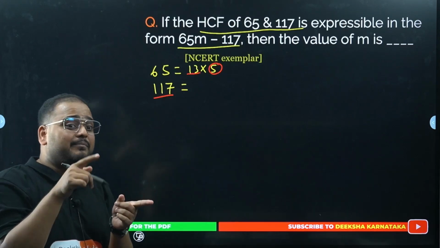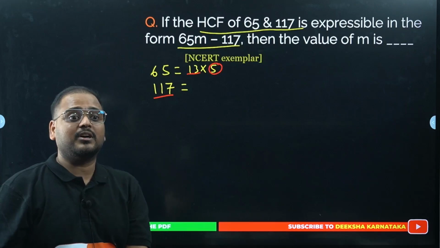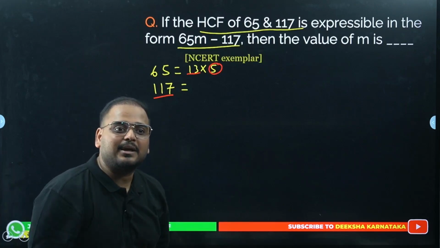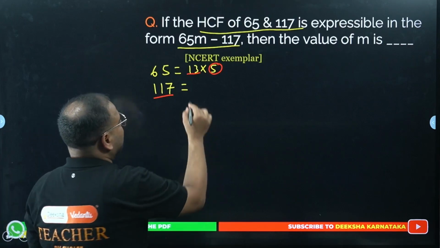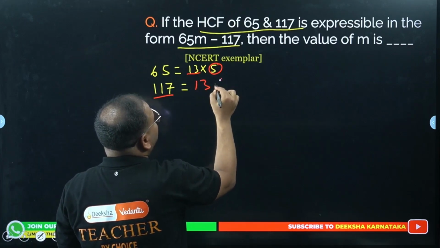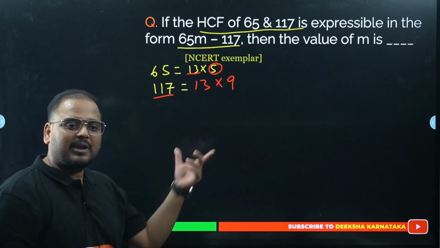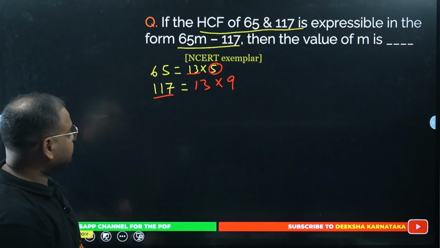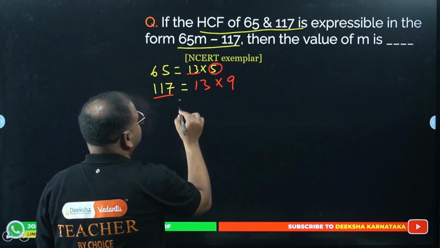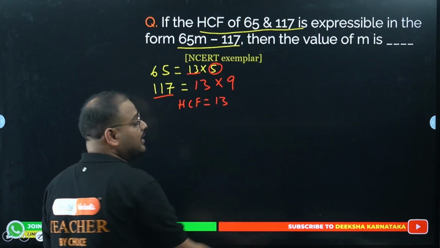It means 13 multiplied by something will be 117. 13 times 10 is 130, and it cannot be more than 10 times, so less. 13 times 9 is 117. So 13 into 9 is the factorization, and in prime form, write 3 into 3. Great. So what is my HCF? HCF is the number 13.